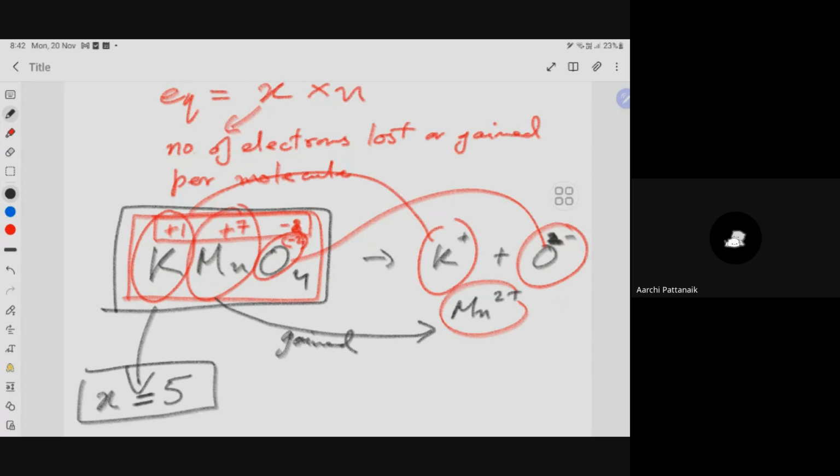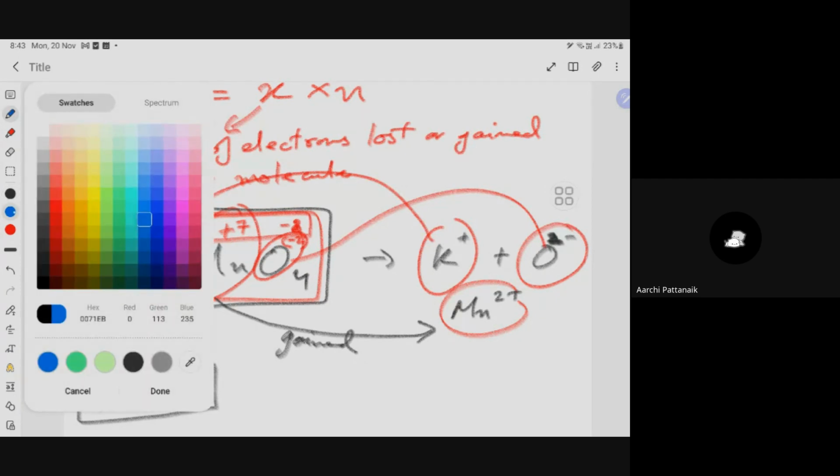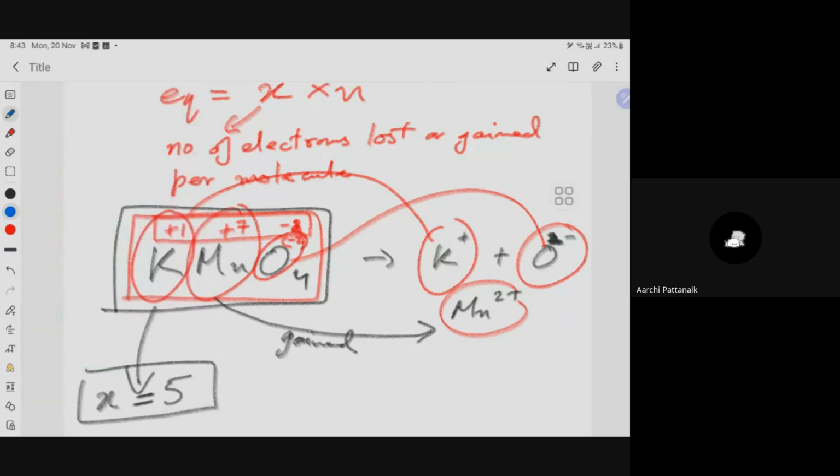One second. Yes, it does, depending on the molecule. Like this Mn, in acidic medium, it will become Mn2+. If it was some other medium, which is your chemistry part, which you have not even come to, and it became Mn plus 4, suppose, then what is the X factor?